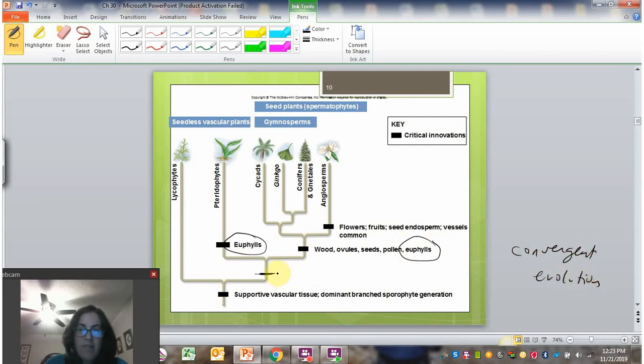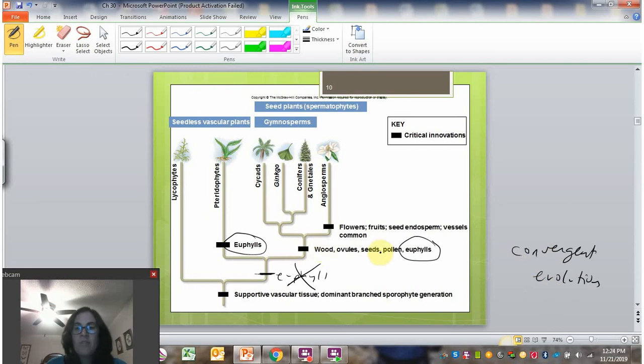So instead of having euphyll here, we didn't put it there because if we had put it there, remember, that means that there was an ancestor that had it and passed it on to these different organisms. But because we have it here and here, it says that there were 2 different evolutionary events. The pteridophytes got euphylls through one evolutionary process, and the seed plants got euphylls through a second evolutionary process, so convergent evolution, okay?